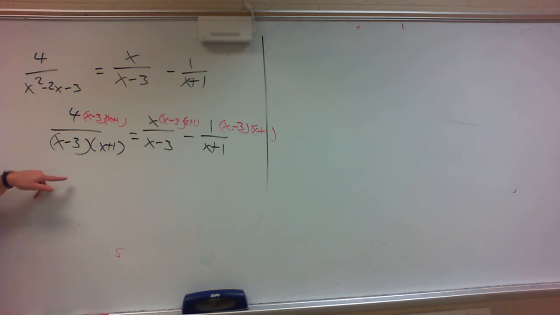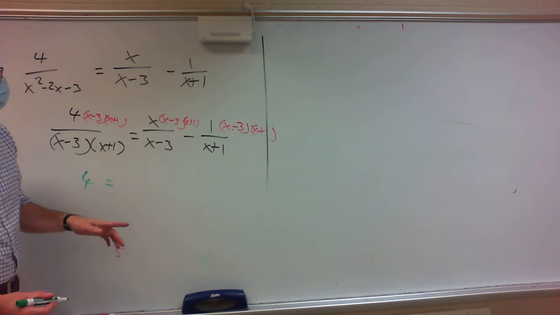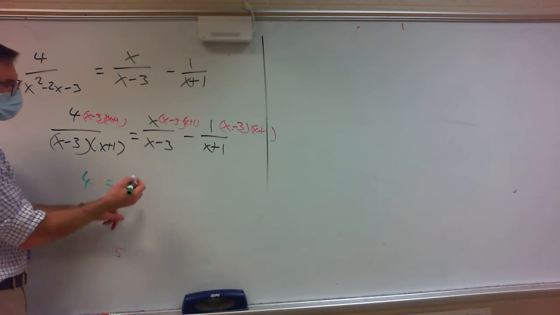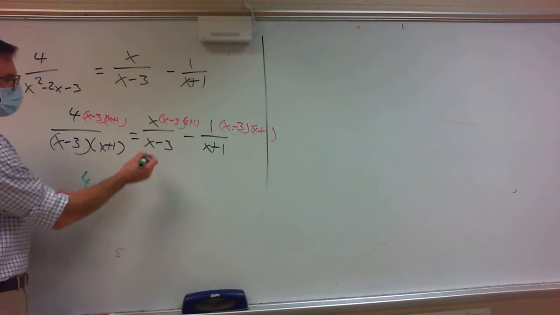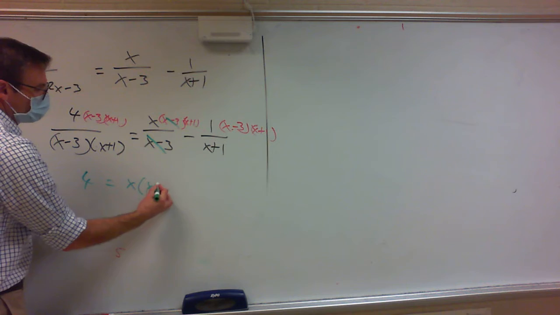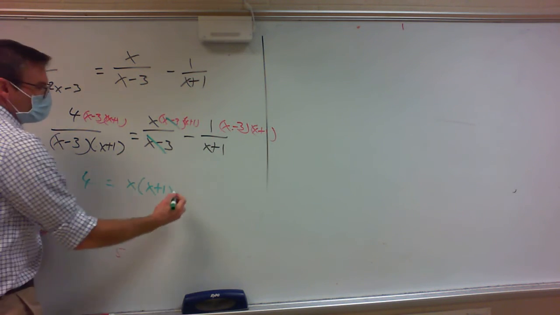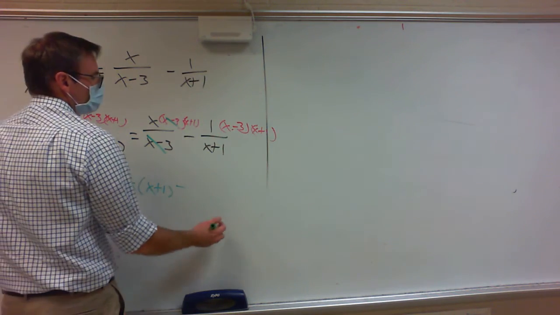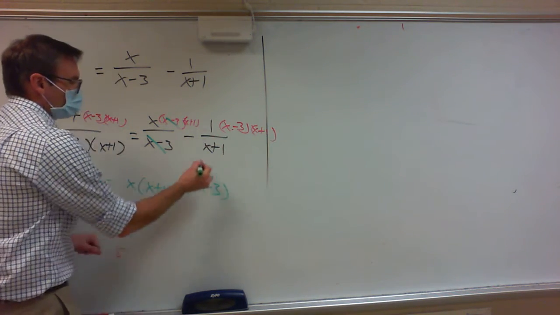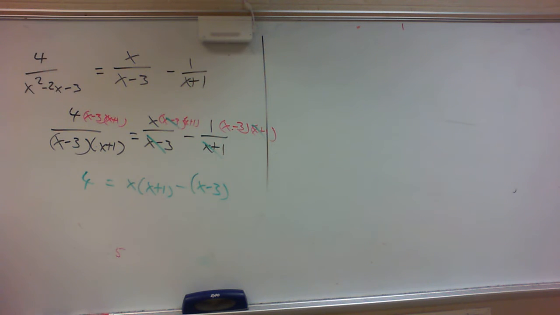All right, when everything cancels, what's left here? A 4. What's left here? Okay, we get x times (x plus 1). And what's left here? Is everybody okay with that? That doesn't look too bad, does it? It looks a heck of a lot better than this, doesn't it?